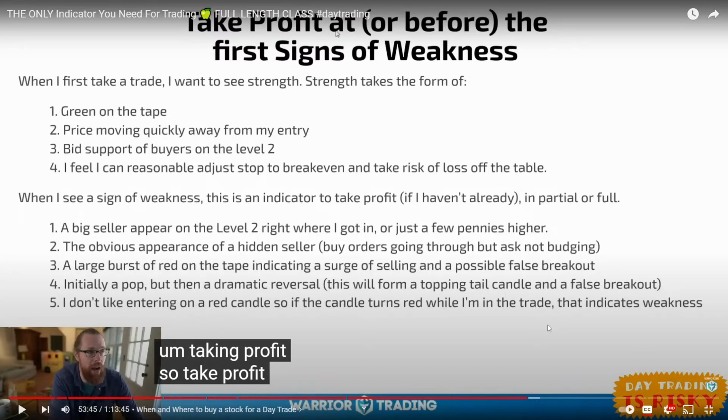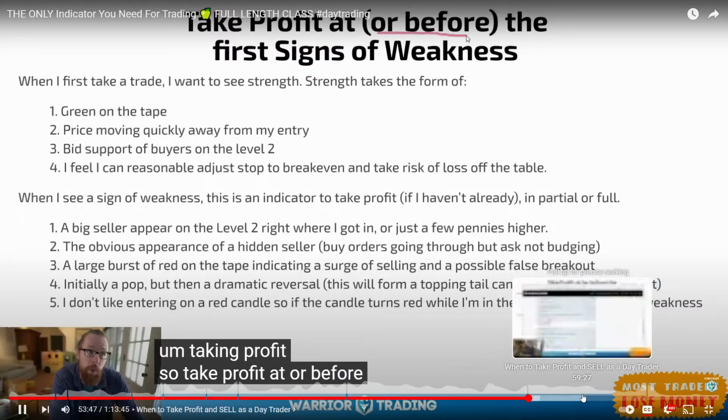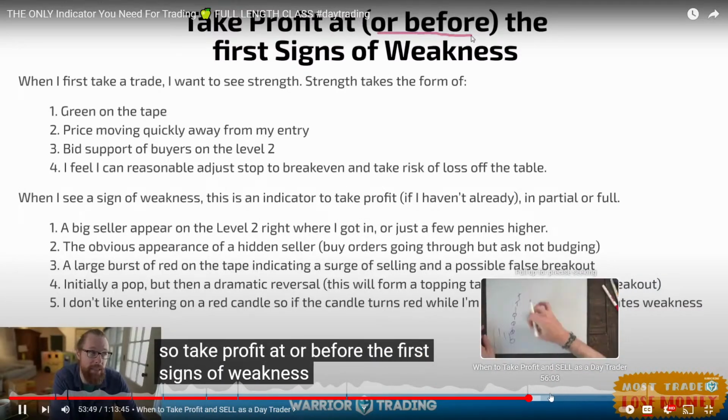This will be a top and tail candle as a failed breakout. Yeah, top and tail. Now I know the word for it. So basically, we've seen this before. It breaks, but only a teeny bit, and then it reverses and goes against you. That's called a false breakout, aka a top and tail as well. So yeah, this is good. Take profit at or before the first signs of weakness.